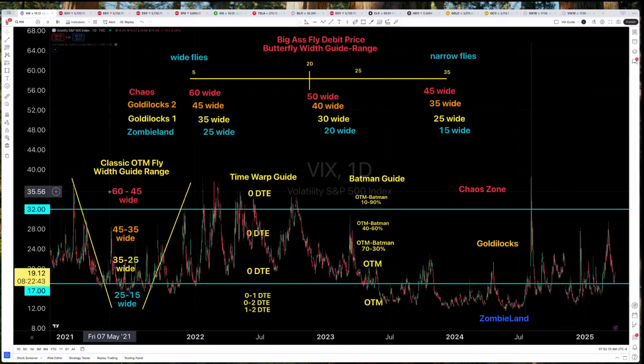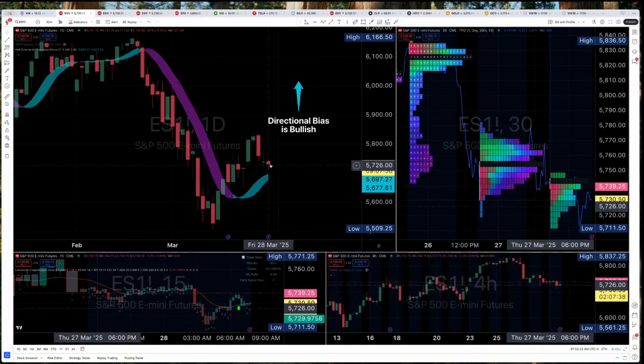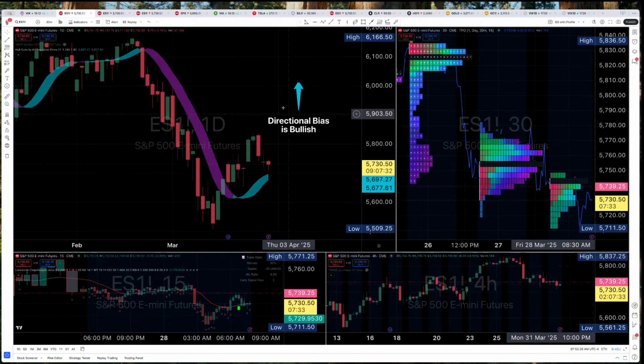All right, so next step is to look at directional bias. Even though we are a little bit down this morning, we're still above the moving average, so our directional bias is bullish. That means we're going for 30 to 35 wide call flies, out of the money call flies.